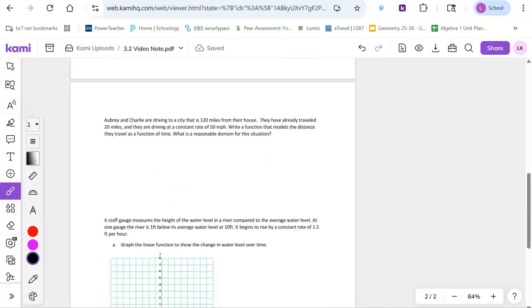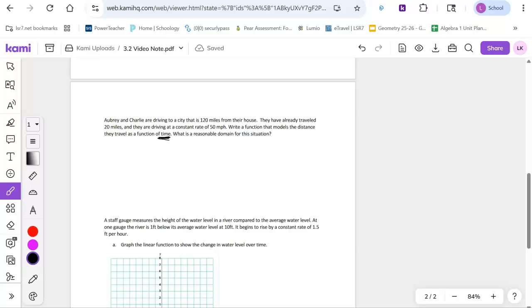All right, the next question says, Aubrey and Charlie are driving to a city that is 120 miles from their house. They have already traveled 20 miles and are driving at a constant rate of 50 miles per hour. Write a function that models the distance they travel as a function of time. So that means your x is going to equal time. What is the reasonable domain for this situation?